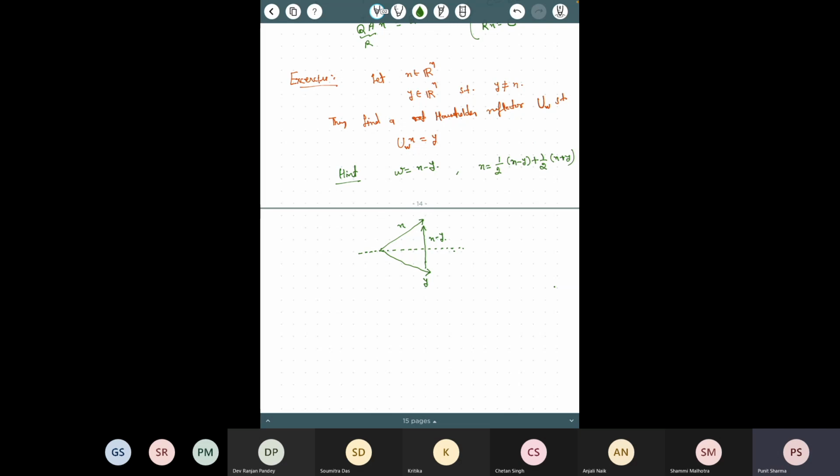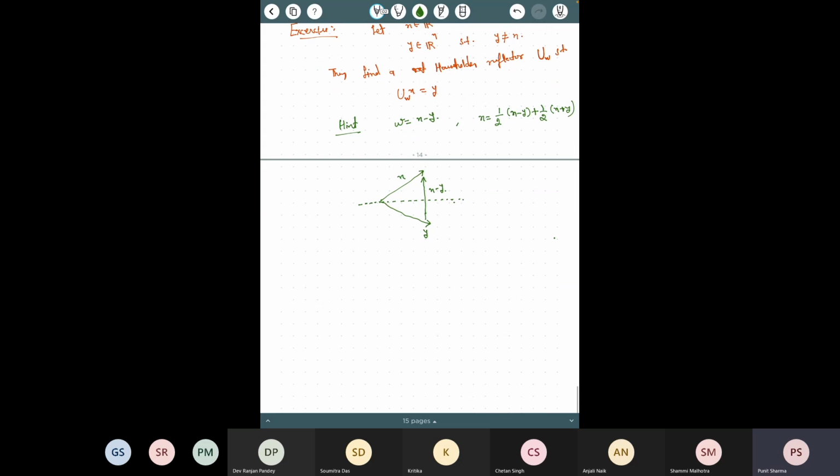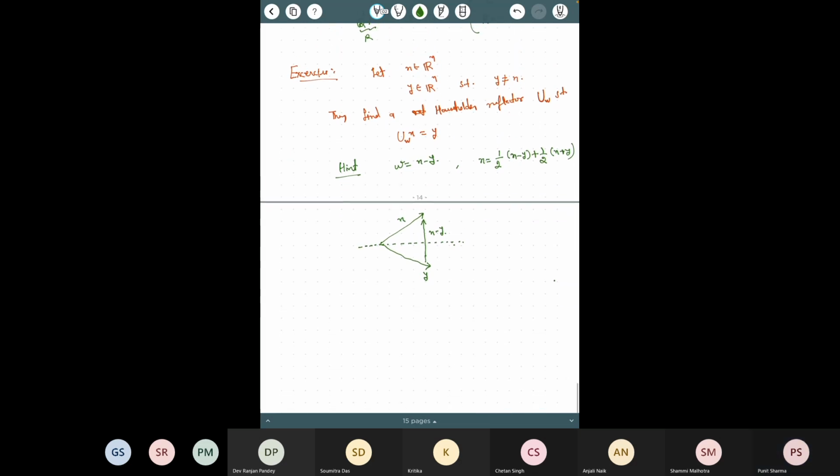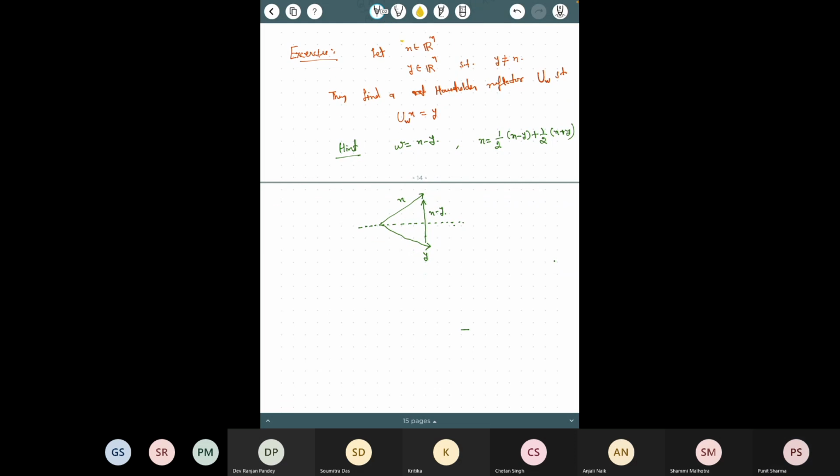Now, in particular, you can use this reflector to create zeros. Why? Because if you choose, let's say, X of this form, X1 to Xn, and Y of this form, star and 0, 0, 0, then from this result you know that there exists a reflector U_W such that U_W sends X to Y. That means it creates zeros in X.